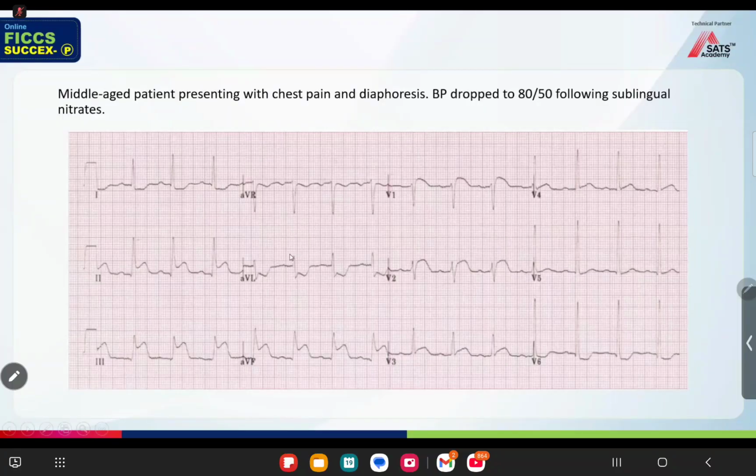You can get an idea of RV infarct seeing this 12-lead ECG also. There is some criteria, that is ST elevation in lead 3 is more than lead 2, and there is slight elevation in V1, V2, V3. So you can get an idea about it, that it looks like RV infarction. That can be easily proven with right side ECG and 2D echo.